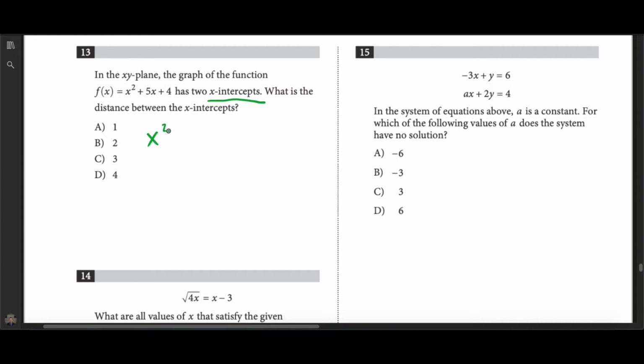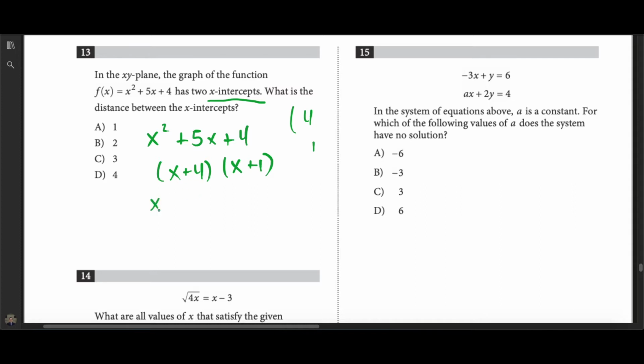The easiest way to do that is to factor this out. So you get x squared plus 5x plus 4. What we're going to do is look for a number that multiplies to 4 but adds up to a positive 5. So if I think of what those two numbers could be, that's probably going to be a 4 and a positive 1. So we go ahead and factor this out into x plus 4, x plus 1.